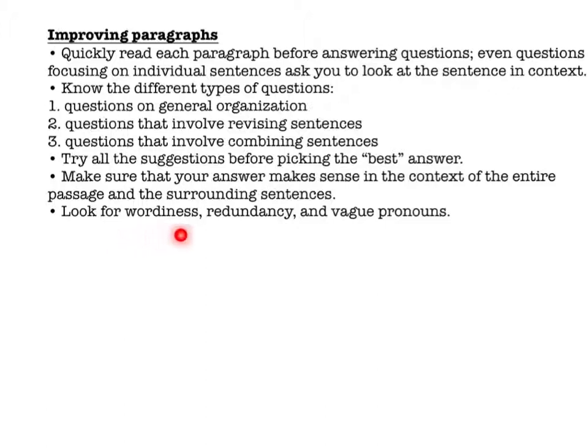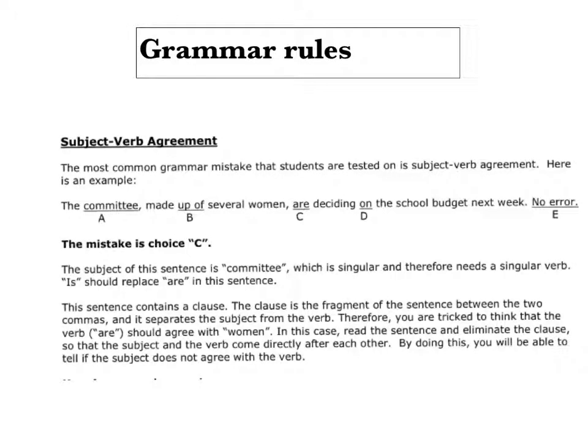The big ones are wordiness. If you have a lot of extra words than you need, you usually want to make it smaller. Redundancy. Sometimes they'll give a pronoun like it or he, and you're not really sure which one they're talking about. It might be two different people. And that has to do with vague pronouns also. Here are the main grammar rules you'll see. If you know all these rules, you'll do way better on your test.